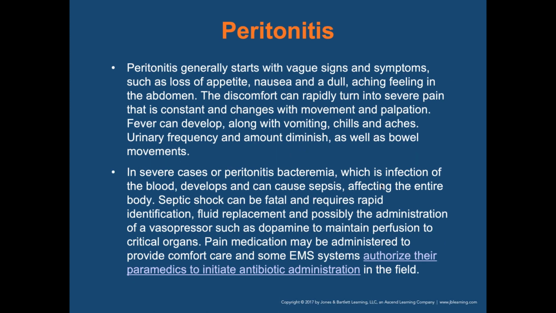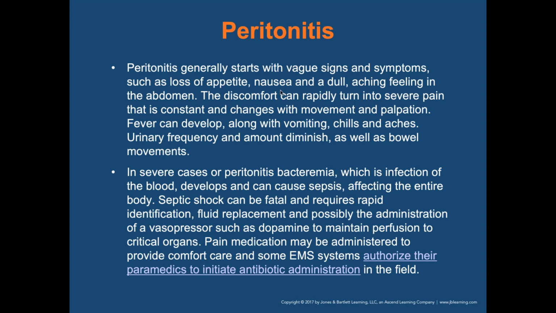All right, peritonitis generally starts with vague signs and symptoms such as loss of appetite, nausea, and a dull, aching feeling in the abdomen. The discomfort can rapidly turn into severe pain that is constant and changes with movement and palpation. Fever can develop along with vomiting, chills, and aches. Urinary frequency and amount diminish, as well as bowel movements.